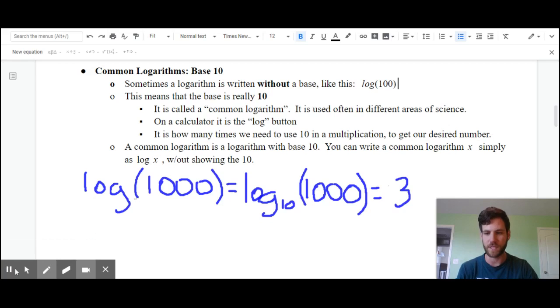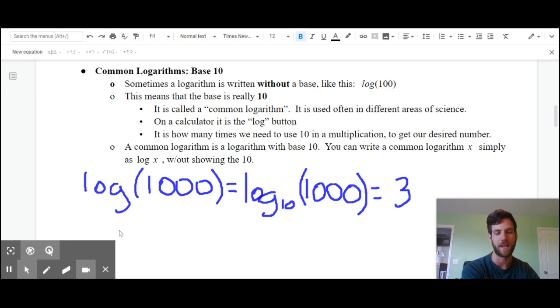Just remember that whenever you see just a logarithm like the one I've drawn right here, you need to remember that the base is actually a 10, and you can just think of that 10 being there and evaluate that logarithm as if it was there the whole time.